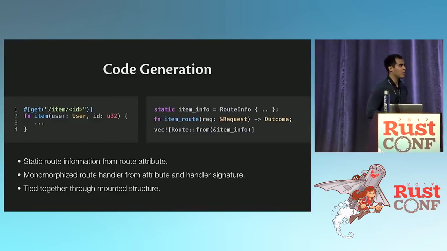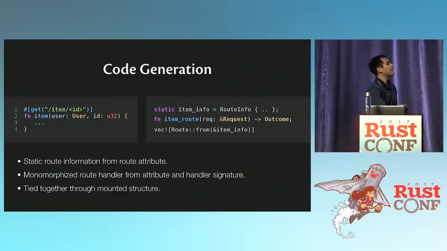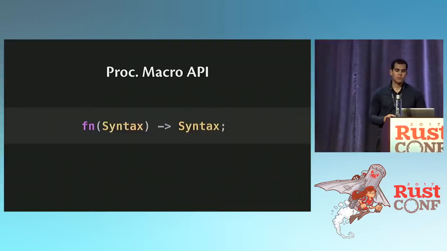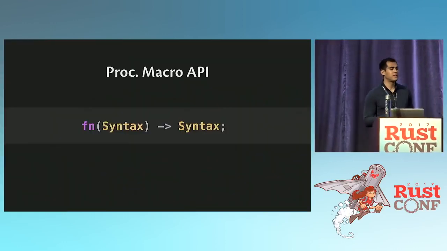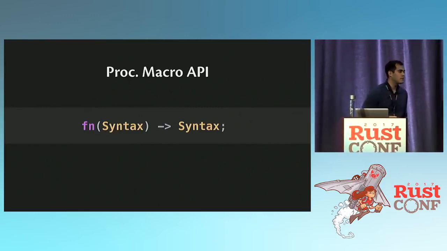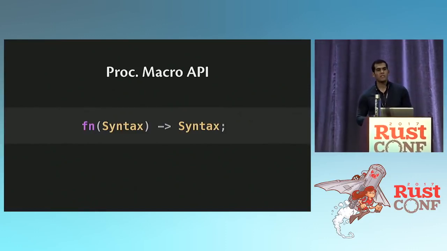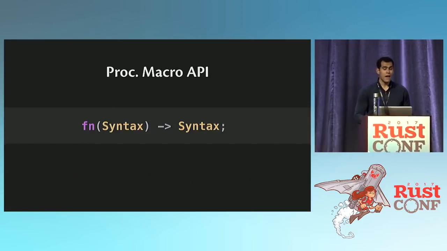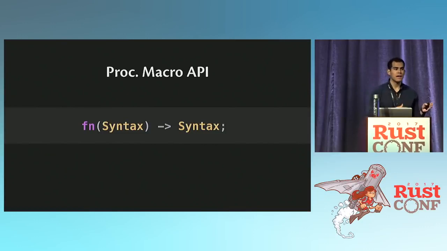OK, how does this work? How does Rocket make this code generation happen? So let's talk a bit about the internals. The procedural macro API is actually pretty simple. Rust will call you, and it will give you the syntax that, say, the attribute was applied to, or the syntax inside of a macro call. And then your job is to take that syntax and emit other syntax that should replace whatever syntax was called with. So you take some syntax, return some syntax, that's it.